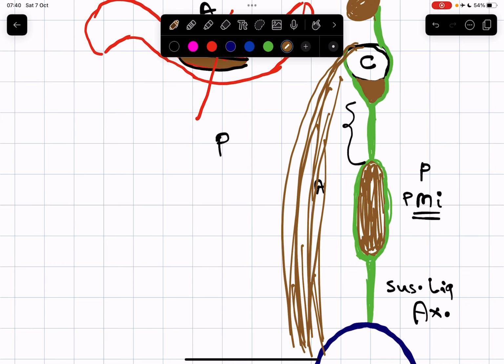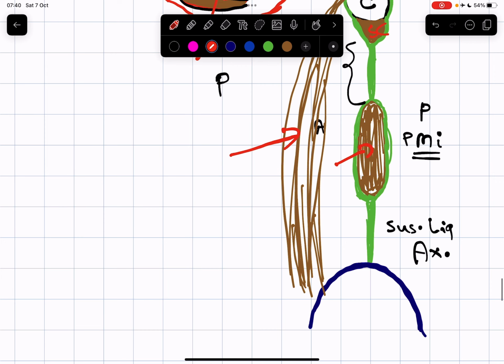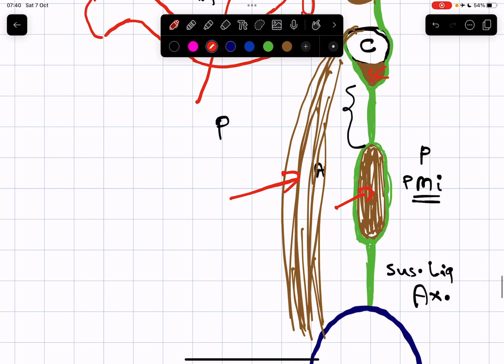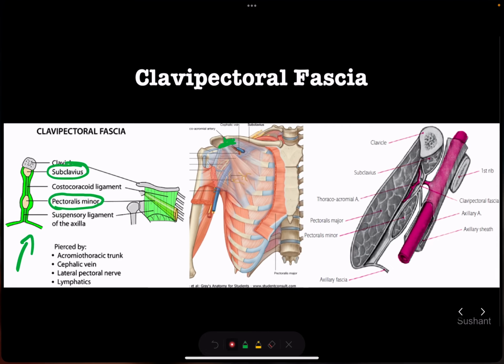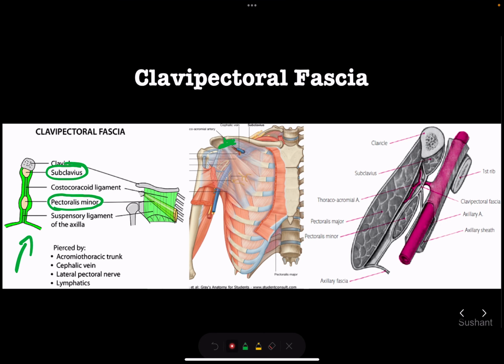So you remove the pectoralis major muscle, you see the pectoralis minor muscle. Above is the clavicle, here is the subclavius muscle. Okay, so that's the clavipectoral fascia as it appears from the side. You're taking the section and looking at it from the side. Now when you look at the clavipectoral fascia from the front, this is how it will appear.